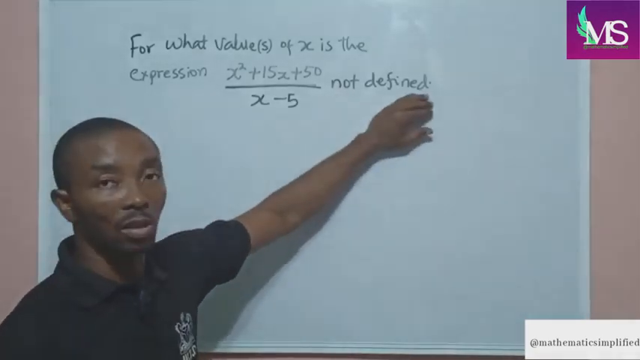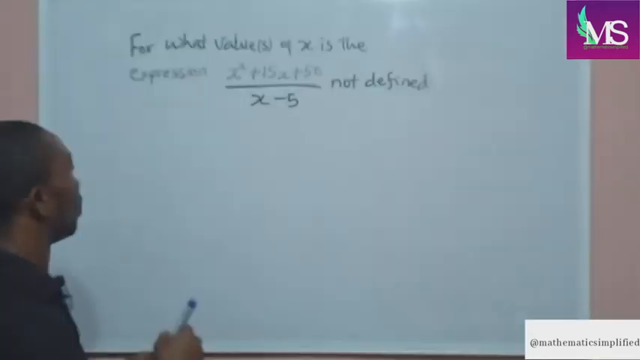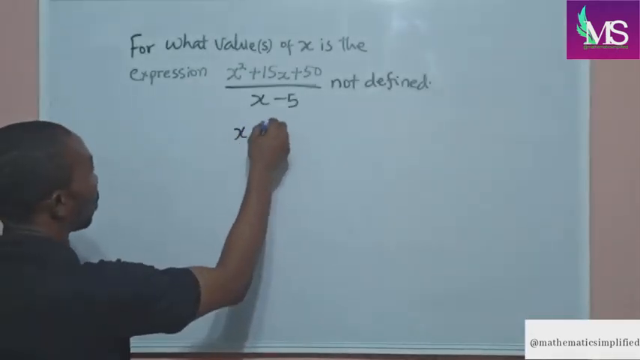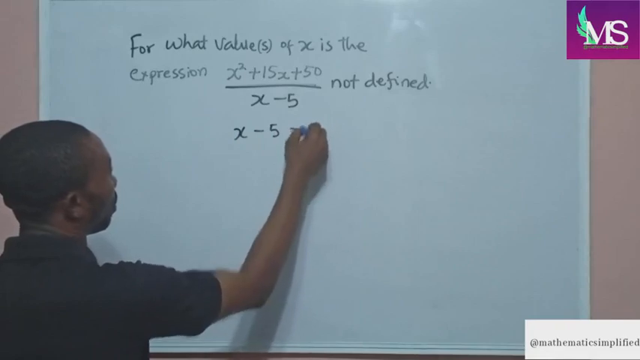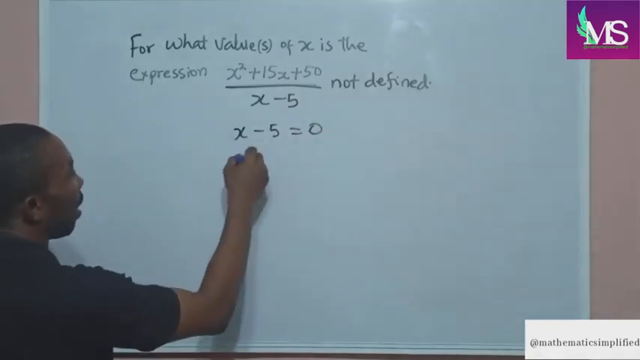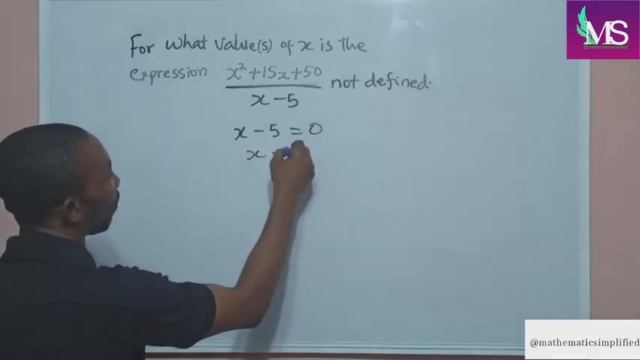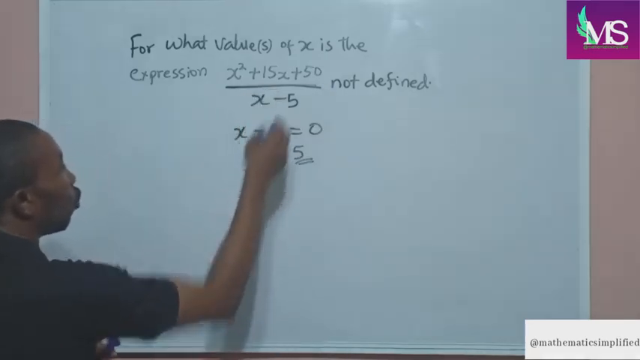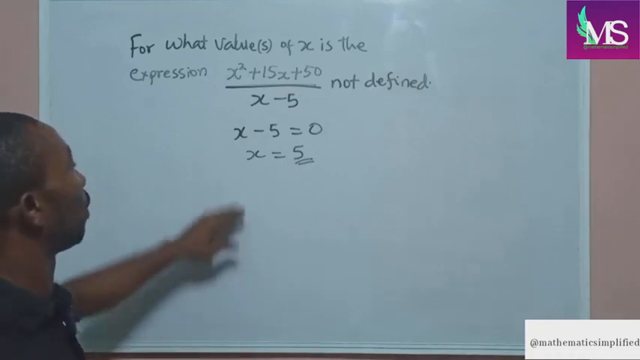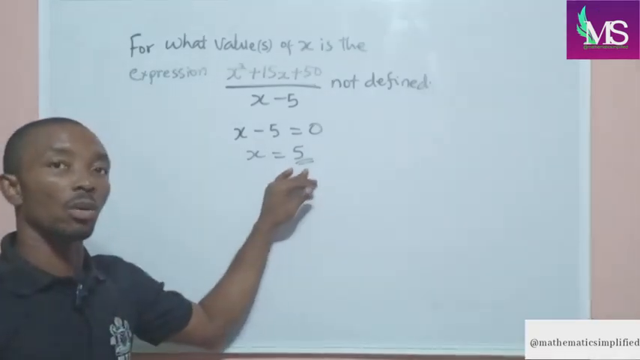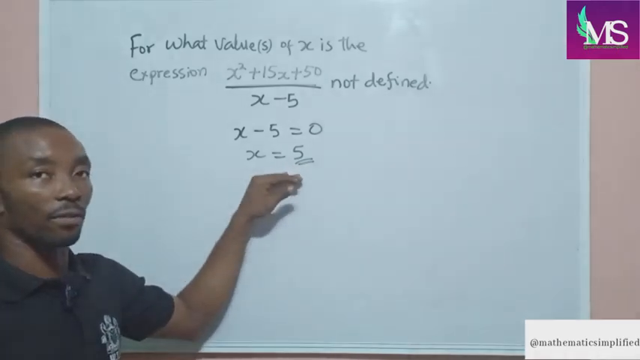Now, since it's not defined, we are looking at our denominator, x minus 5 equals 0. Okay, so x equals 5. So this expression will not be defined when x is equal to 5.